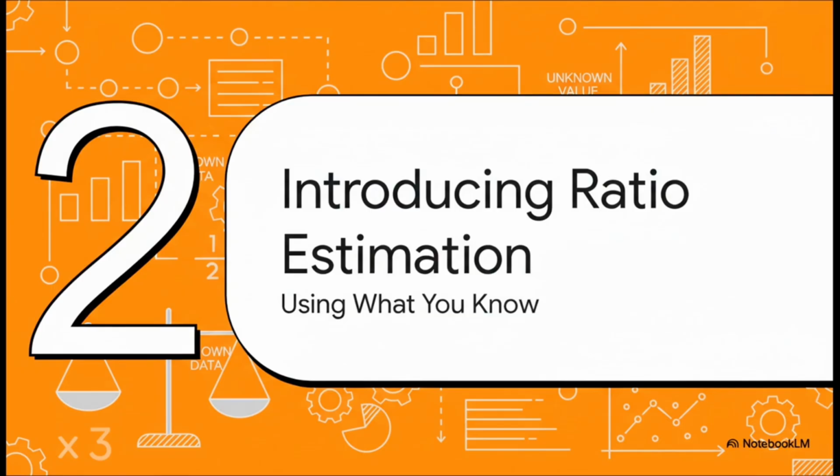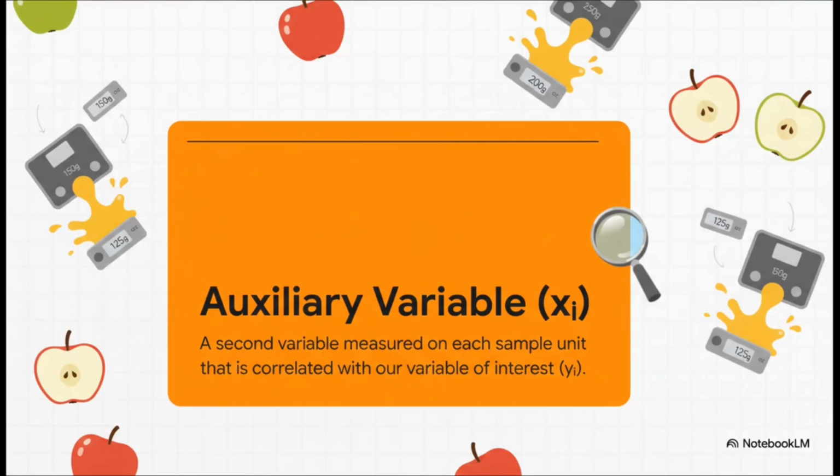The core idea is just beautiful in its simplicity. It's all about using an extra piece of information, something you do know, to make a much, much smarter guess about the thing you don't know. So this extra bit of info has a name, of course. We call it an auxiliary variable, which we'll label X. So for our apples, our main interest, our Y variable, is the juice content. What would be a good auxiliary variable, X? Well, how about the weight of each apple? It's super easy to measure, and you can be pretty darn sure it's related to the amount of juice, right? It just makes sense. Heavier apple, more juice. And that relationship, that's everything.